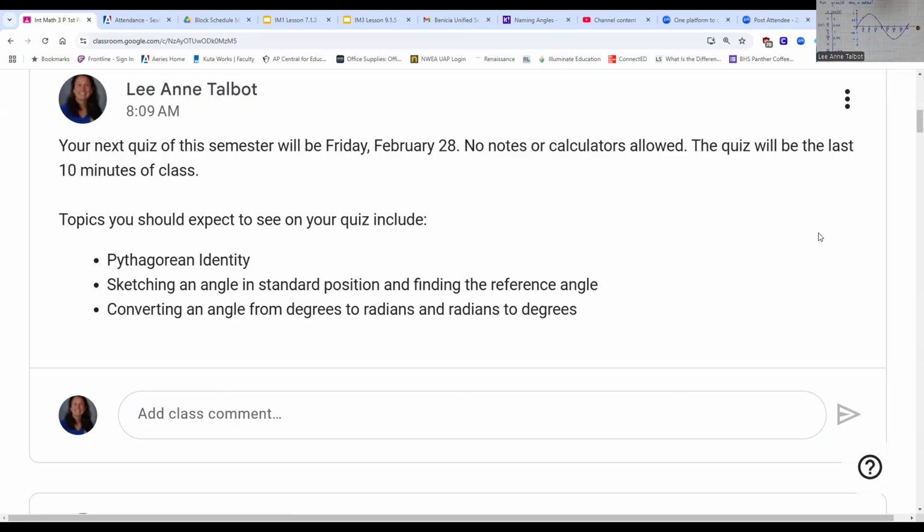And then last is converting an angle from degrees to radians and radians to degrees. So that's what we just did today. The 180 to pi or the pi to 180. Okay. So you already know all of it. You've already been exposed to all of it. Then we have the rest of the week to get to know it.